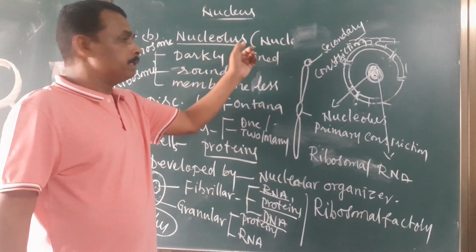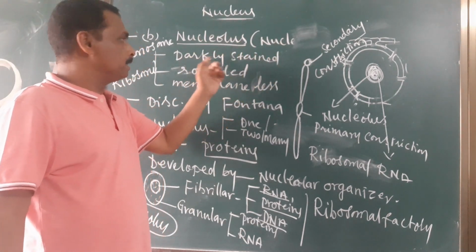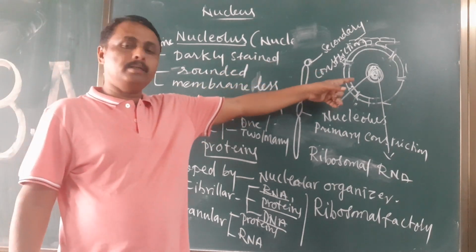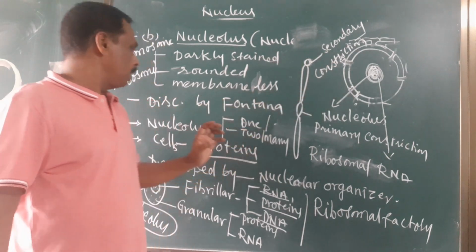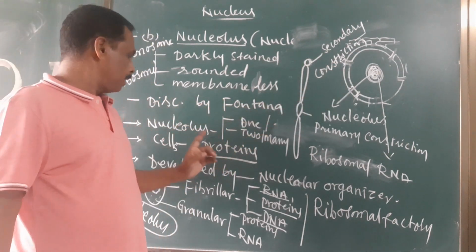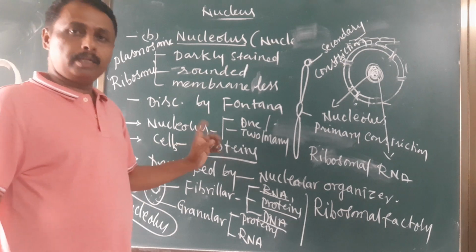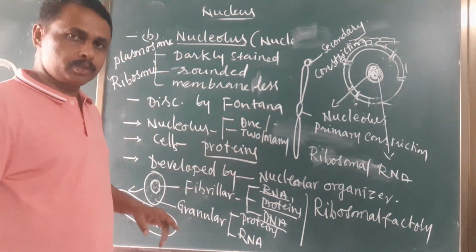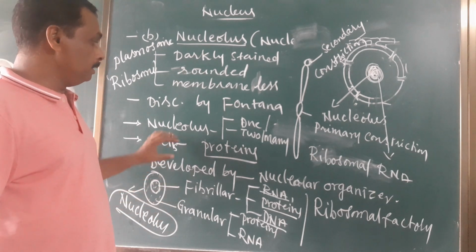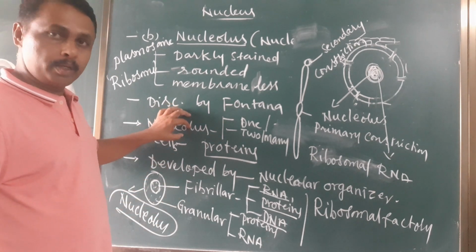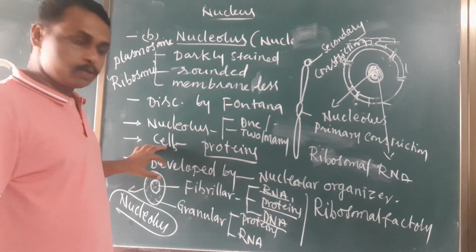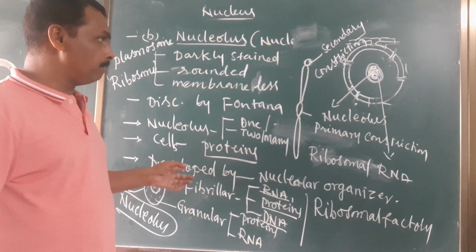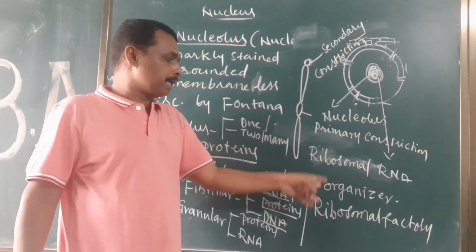Nucleolus is singular, nucleoli is plural. It is a darkly stained, rounded, membraneless structure present in the nucleoplasm of the nucleus, and it was discovered by Fontana. The number of nucleoli may be 1 or 2 or many per nucleus, and the nucleoli will be more in number in cells which are actively participating in protein synthesis, and it is developed by a nuclear organizer.